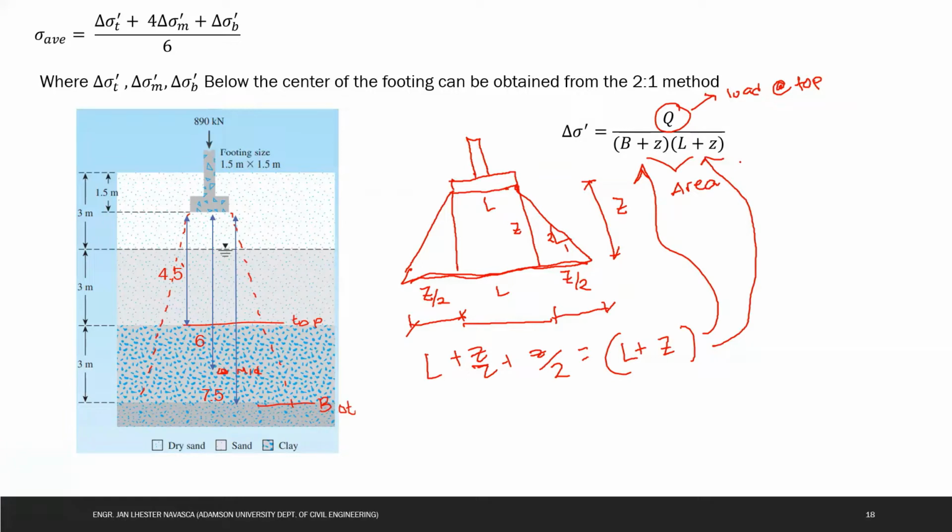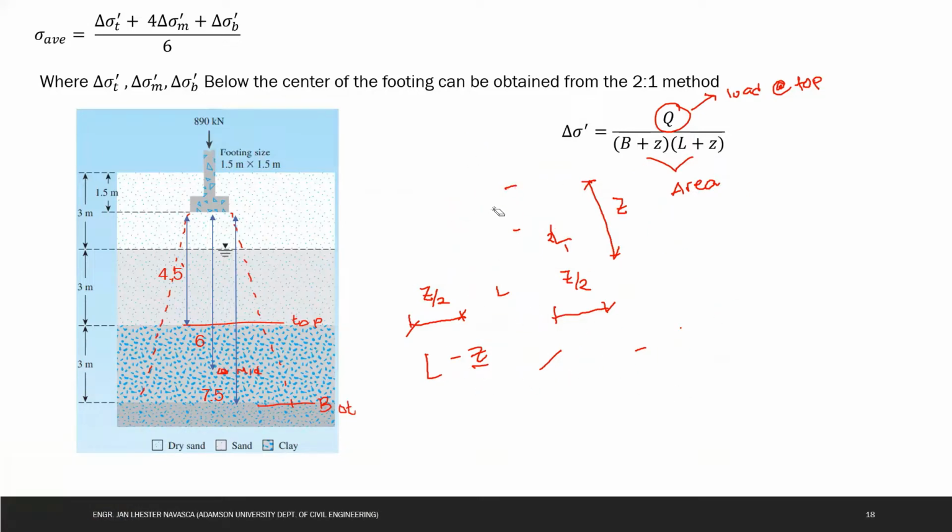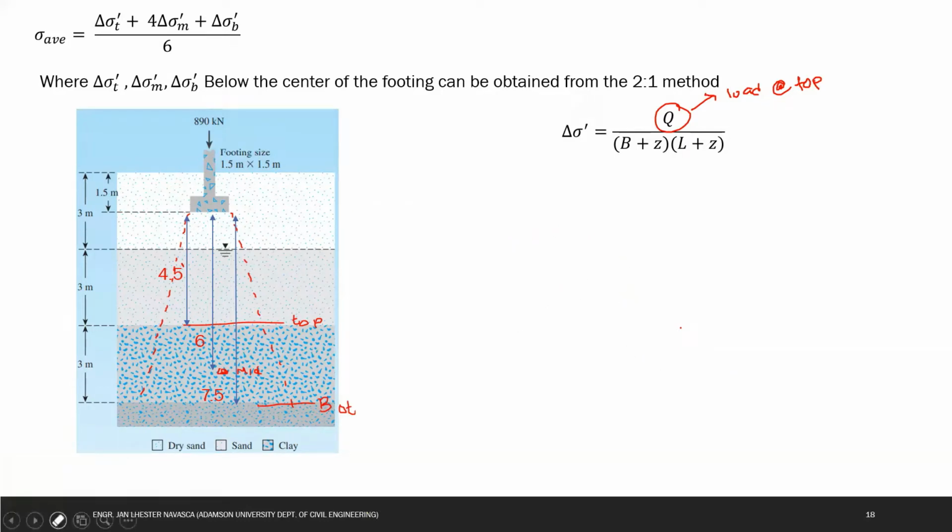Okay, so that is the derivation of that formula. So it's just simply the area of the projection of 2:1 ratio. Okay. So that is the projection of the area. So doing that in our problem. So at top.